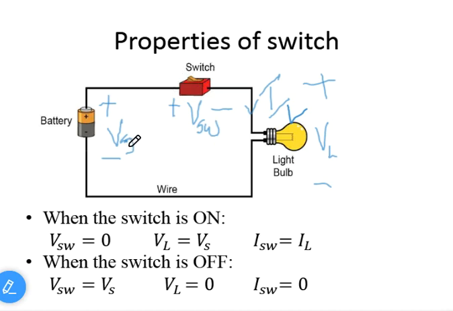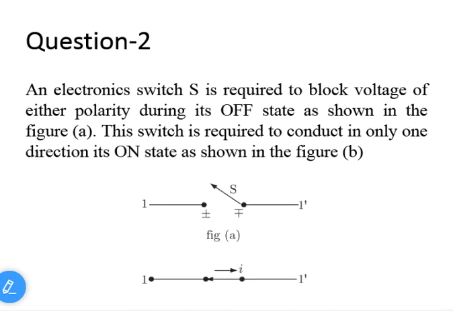Therefore, under the turn off condition, switch voltage is equal to the battery voltage and load voltage is equal to zero. That's why the bulb is not glowing here. And current is zero. Ideally, when the switch is in off condition, current goes to zero. Based upon this, let us discuss various examples. Now, let us take example 2.